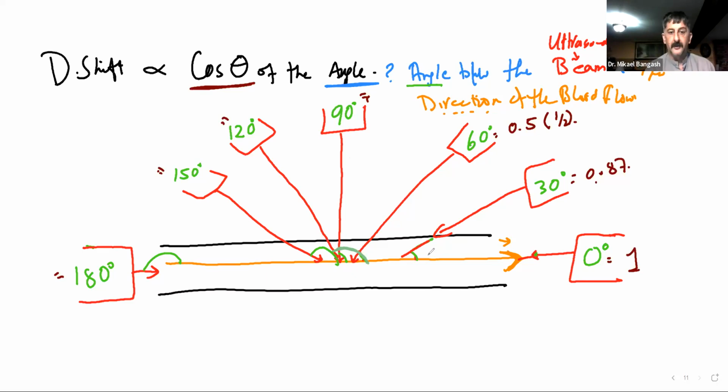and the direction of the blood flow. If the blood flows like this and our beam goes like this, there's no doubt about it, this is a 90-degree angle between the two, right? Now, why is that not going to be ideal for Doppler? Because the cosine theta value of a 90-degree angle is 0.